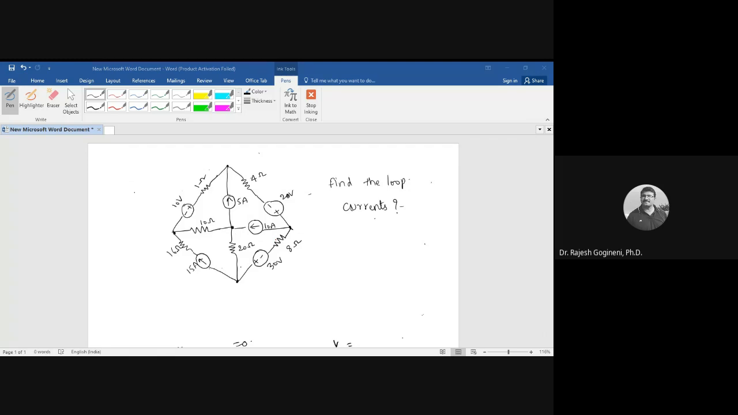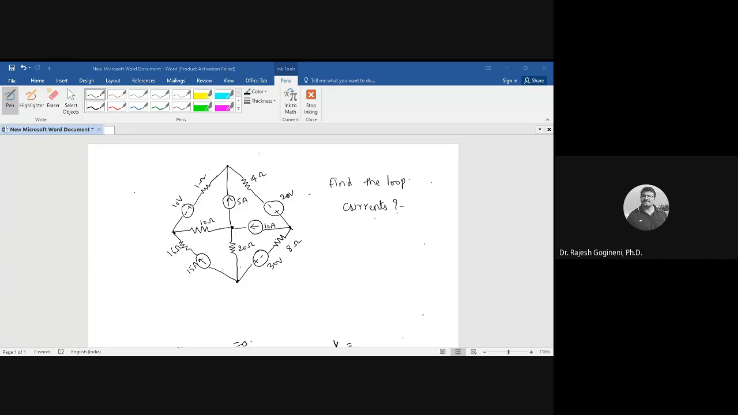So how many voltage sources? 1, 2, 3 voltage sources are there: 10 volts, 20 volts and 30 volts. 3 current sources: 15 ampere, 10 ampere, 5 ampere. Resistors: 1 ohm, 4 ohm, 10, 16, 20 and 8 ohms. So somewhat complicated. 4 loops are there.